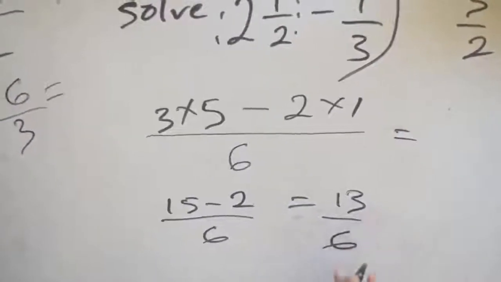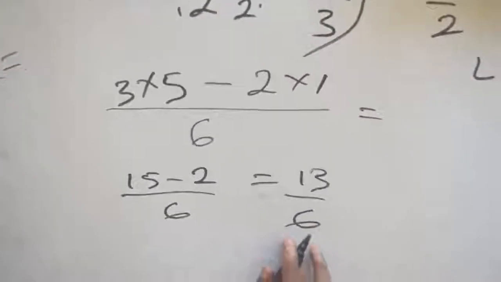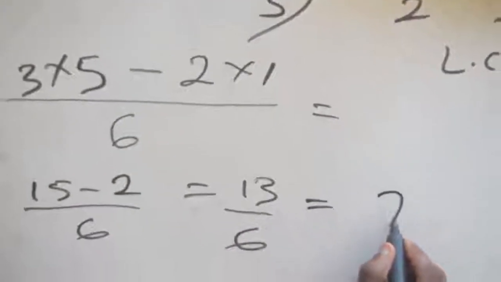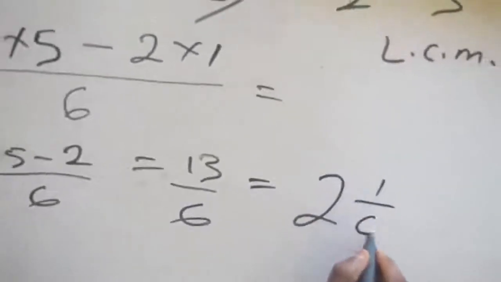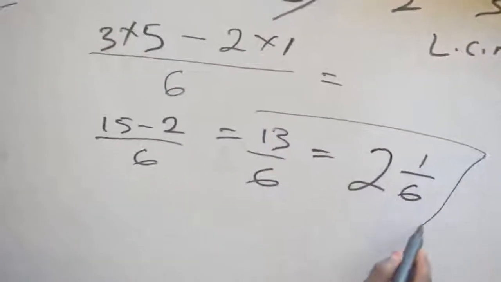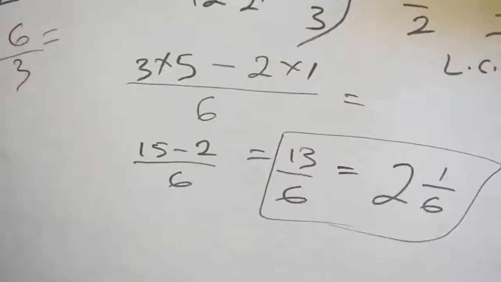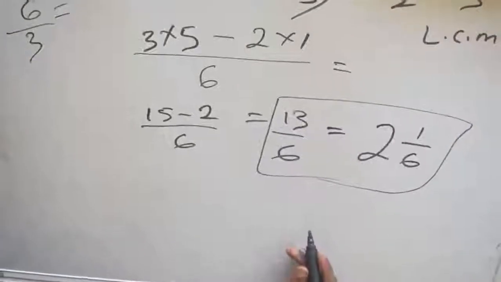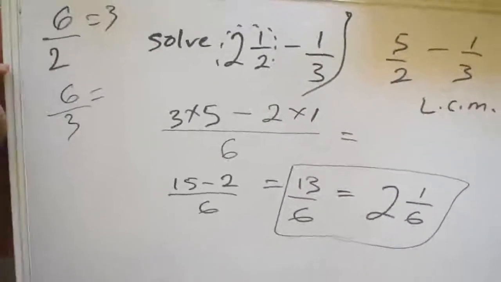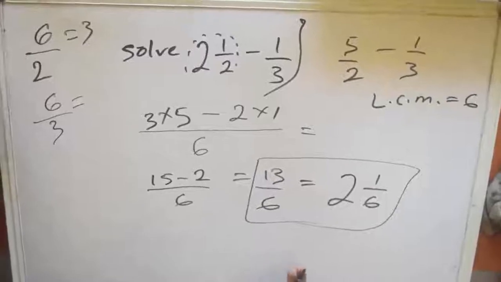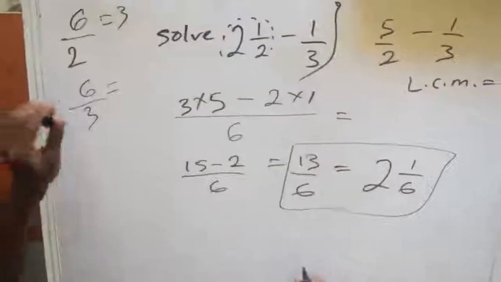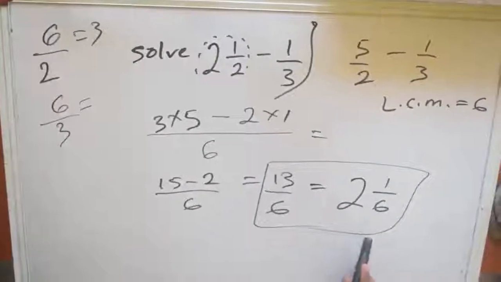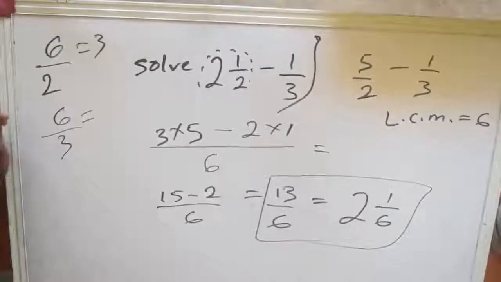When you convert 13 over 6 to a mixed fraction, it's going to give you 2 whole number 1 over 6. In case you don't know how to convert from an improper fraction to a mixed fraction, I also have a video on YouTube that has to do with this. Go and watch that video so as to acquaint yourself with it. There is virtually no big deal to this. So this is the answer. If you leave it as 13 over 6, no problem. If you leave it like this, 2 whole number 1 over 6, absolutely no problem.